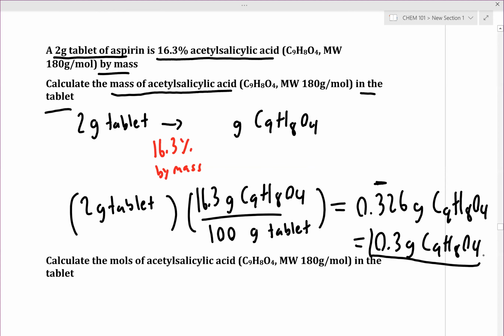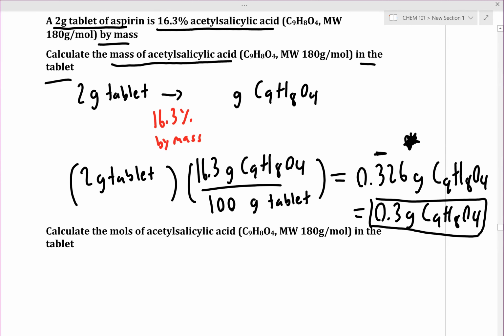So I'm going to put this in a box, but I'm going to carry through all of my digits for later steps in my calculation. Does that make sense? Okay. In the next part of this problem, we're asked to calculate the moles of aspirin, acetylsalicylic acid, in the tablet. So in this case, we're asked to go from grams of aspirin to moles.